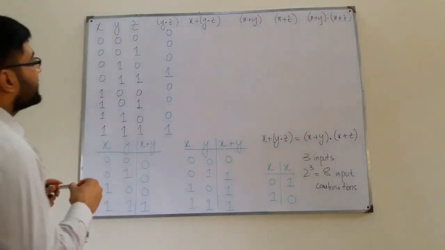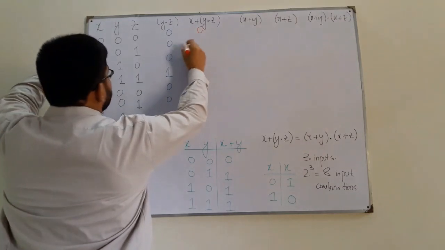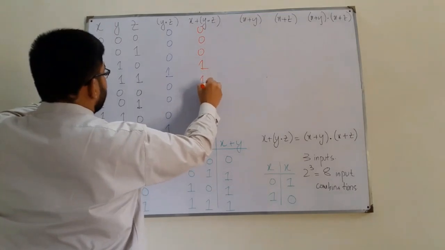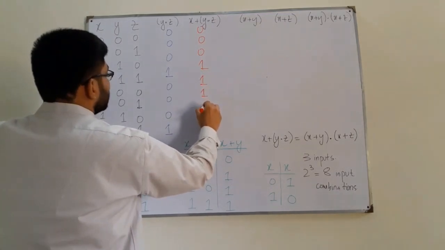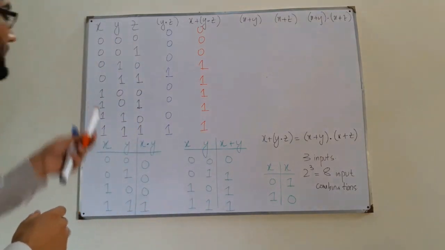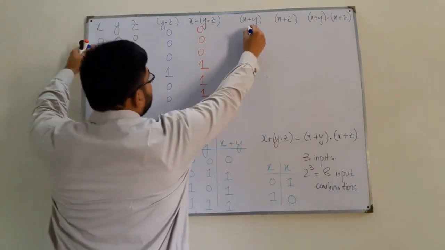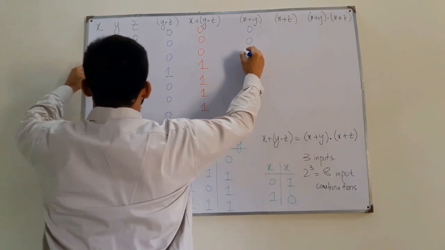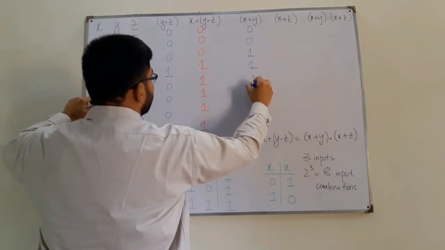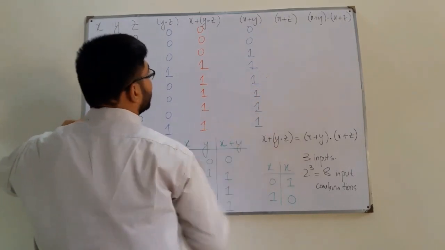So let me use a different color. So this is the OR operation. 0 0 is 0, 0 0 is 0, 0 0 is 0, 0 1 is 1, 1 0 is 1, 1 0 is again 1, 1 0 is again 1, and this 1 1 is again 1. All right, now for the right hand side, x OR with y. 0 0 is 0, 0 0 is again 0, 0 1 is 1, 0 1 is again 1, 1 0 is 1, 1 0 is 1, 1 1 is 1, and 1 1 is again 1.